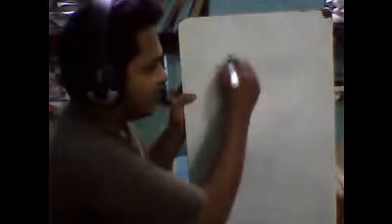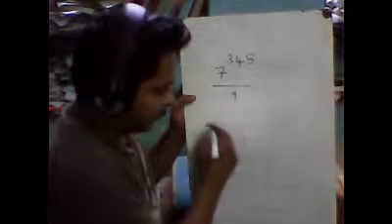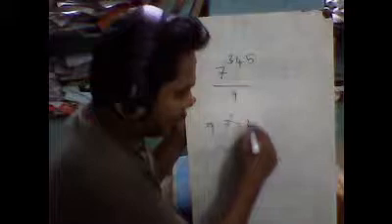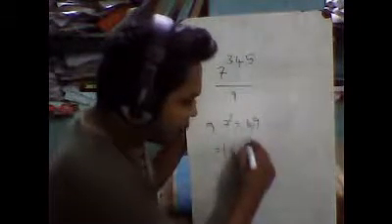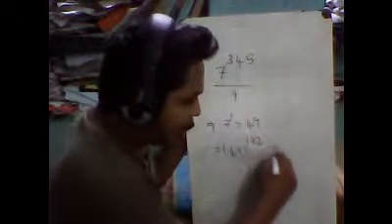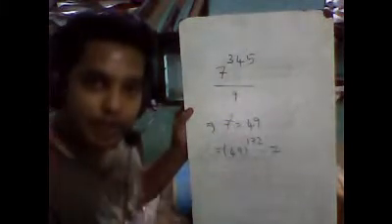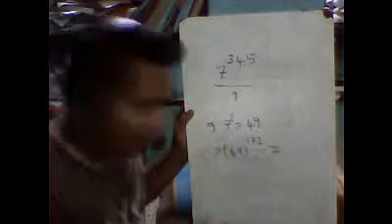The third problem is, what is the remainder when 7 to the power of 345 is divided by 9? For this, let us look at 7 square. 7 square is 49. And 7 to the power of 345 is nothing but 49 to the power of 172 into 7. Now 49 when divided by 9, the remainder is 4. This is the same as 4 to the power of 172 into 7.